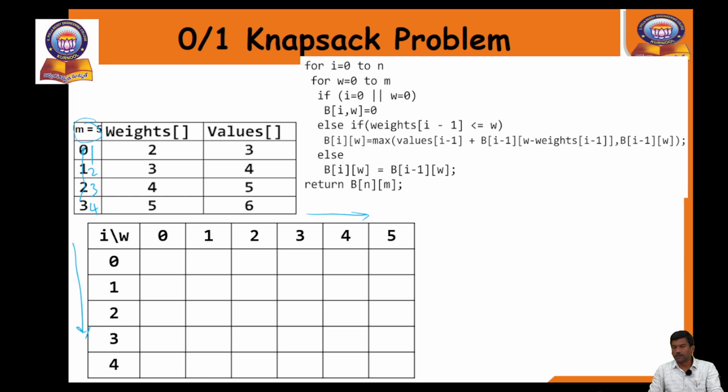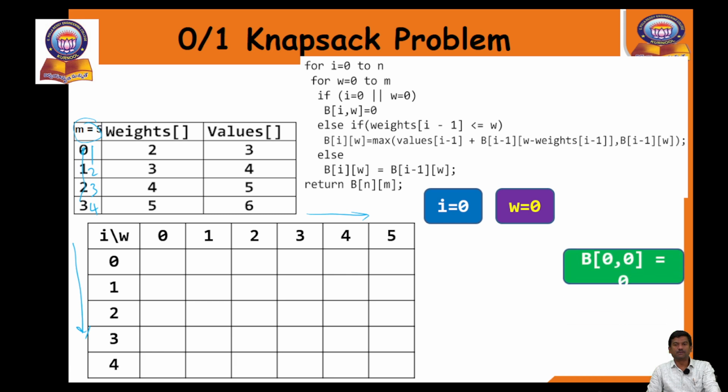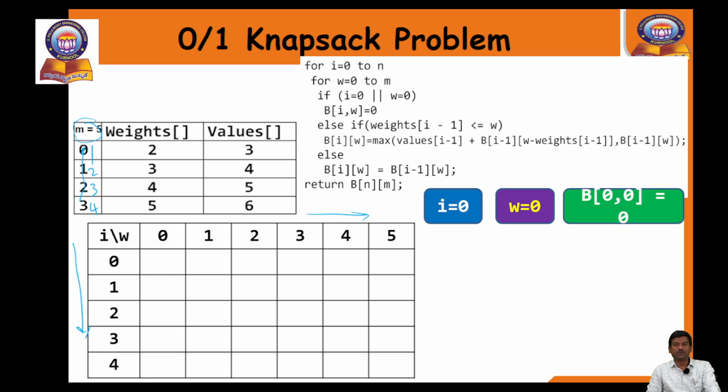So if you consider this one, that is I value equal to 0, W value equal to 0, you'll be finding B of 0, 0, because this will be the true condition. If either I equal to 0 or W equal to 0, then B of 0, 0 is equal to 0. And similarly, this is a nested loop. W value is equal to 1. So B of 0, 1 is equal to 0, because either I value equals 0 or W value equals 0. Ultimately, B of I comma W will be equal to 0.